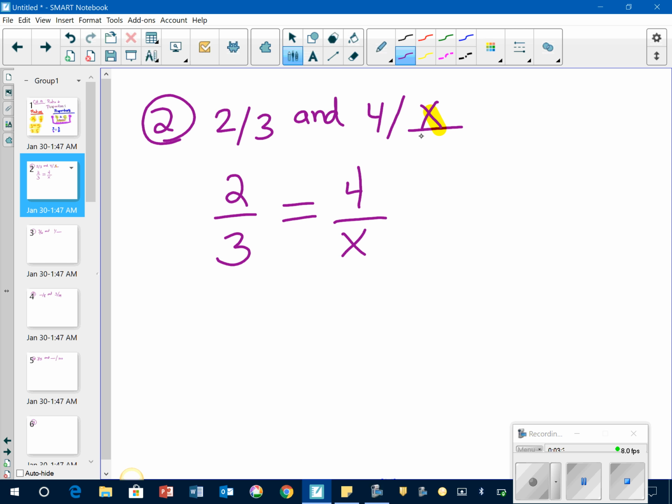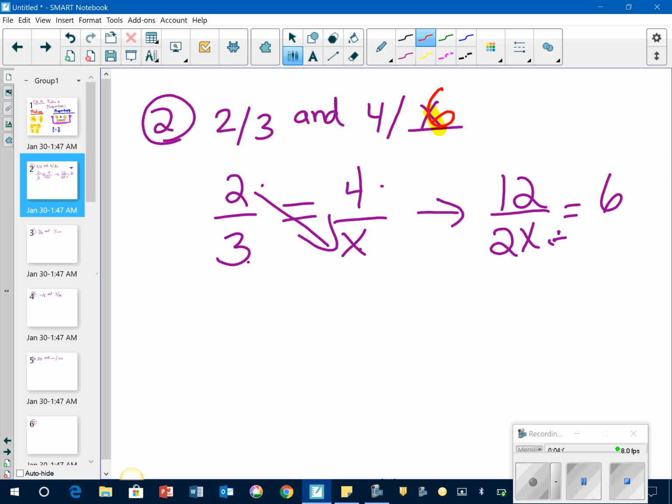So whatever you're trying to find is x. So 2 times x is 2x. That number always goes on the bottom, 2x. So the x can be anywhere, and whatever you multiply the number with the x by, just remember it always goes on the bottom. 4 times 3 is 12. Okay, then you divide 2 into 12, of course, is 6. So your answer up here would be 6.